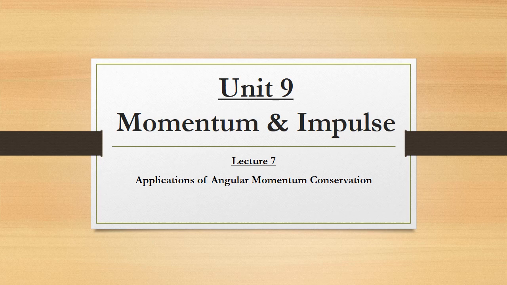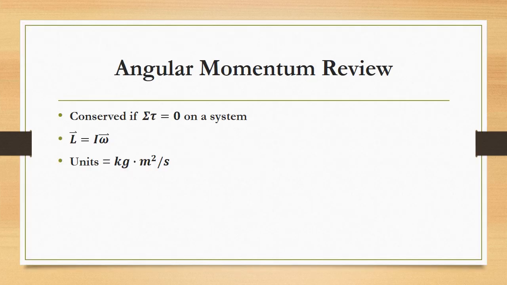Last video of Unit 9, Momentum and Impulse. Here we're going to look at some applications of the conservation of angular momentum. The external net torque on a system is 0.